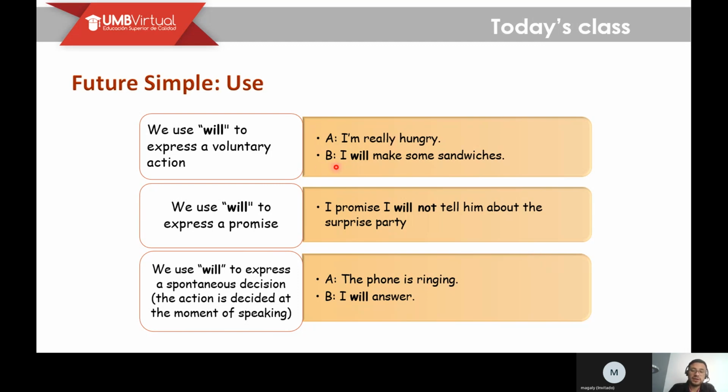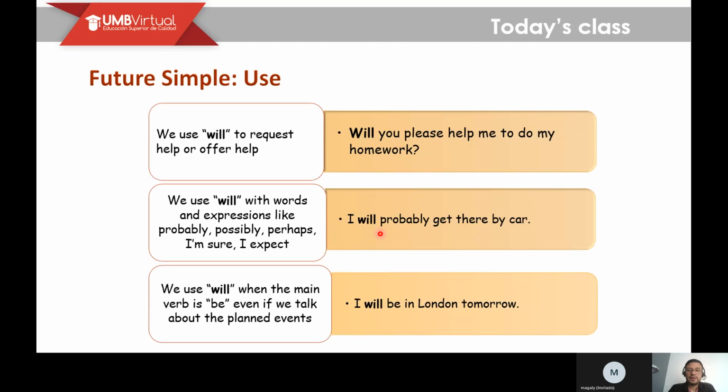We have these other examples over here. I will make some sandwiches. It's an expression of a voluntary action. I promise I will not tell him about the surprise party. Those are the examples in there. We also use the form will to request help or offer help. Will you please help me to do my homework? That is requesting help. Or you can say, I will help you, and that is offering help.